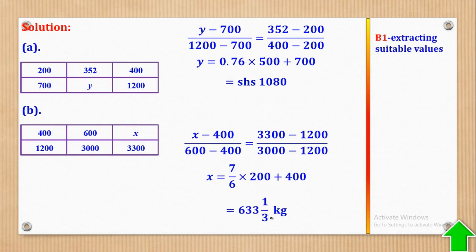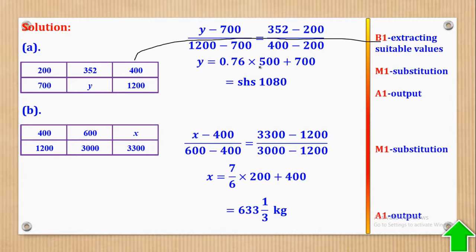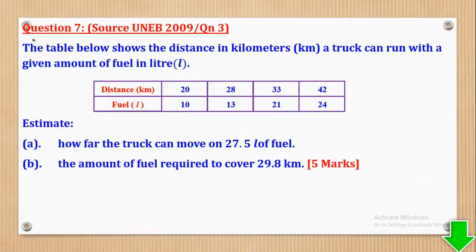Now let's see how much can be awarded. So B1 for extracting out suitable values, M1 for substitution, A1 for output, M1 for substitution, A1 for output. So that was question 6.